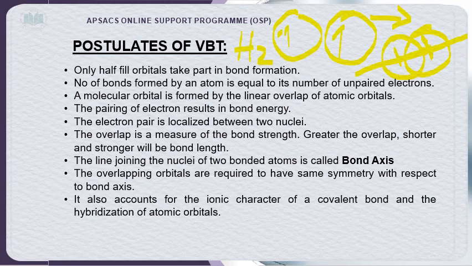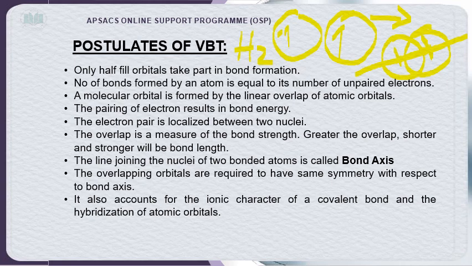Now the next one is the overlap is a measure of the bond strength. Yes, greater is the overlap, meaning the regions overlapping are maximum, the greater is the amount of energy released, as the bond length will be short in this case. And if less is the overlap, then there will be a minimum amount of energy given out, as the bond length will be large, right?